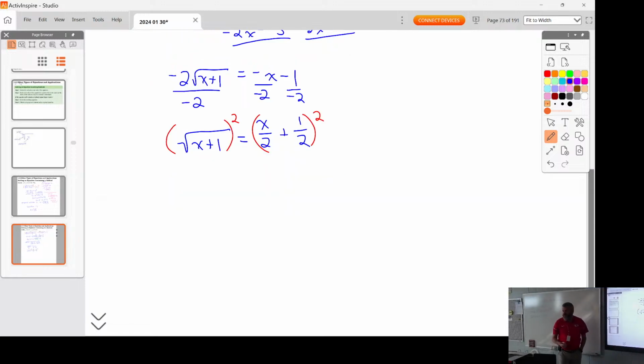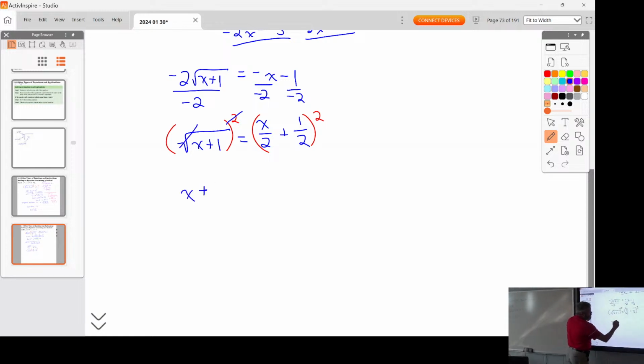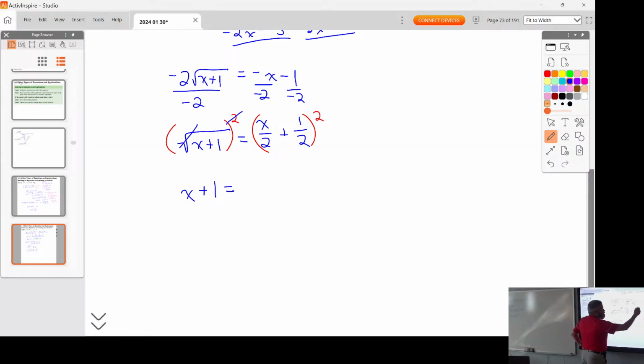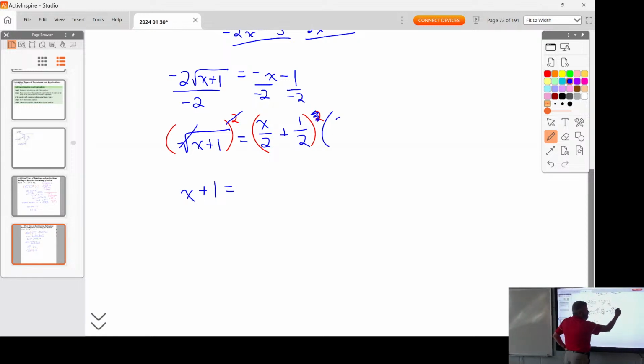Again, left side is pretty simple. Squaring a square root cancels, leaving me with x plus 1. But what about the right side? Just take the 0. We'll FOIL again, right? And again, if it's beneficial to you, rewrite the x halves plus 1/2.